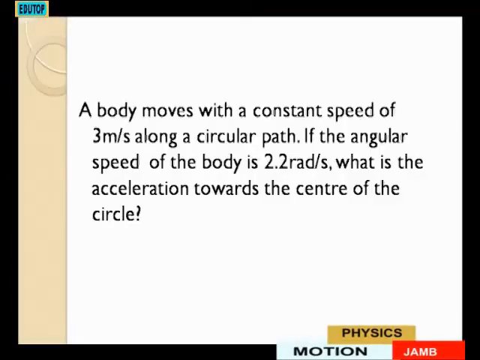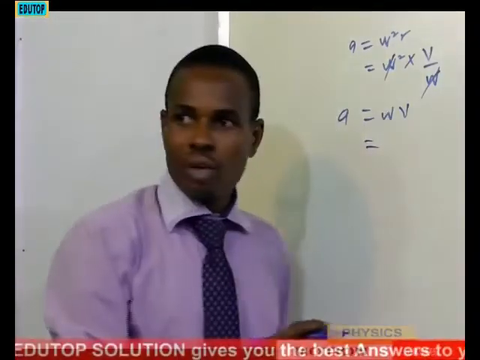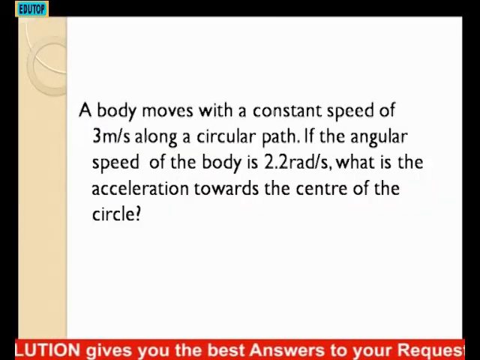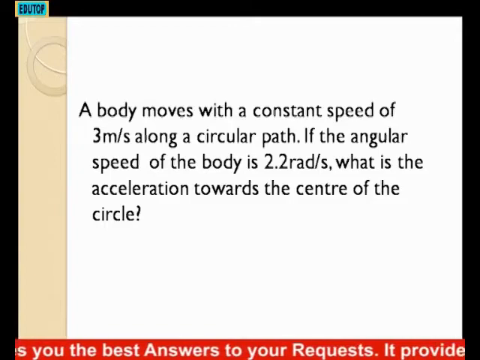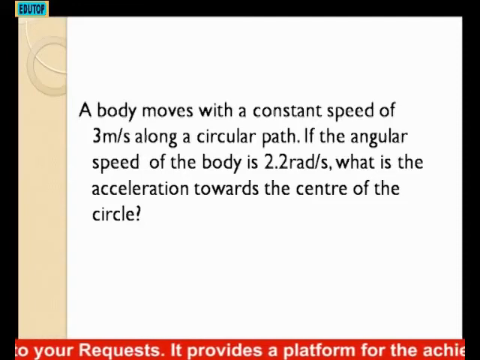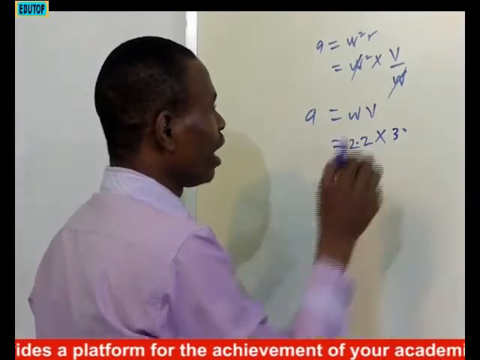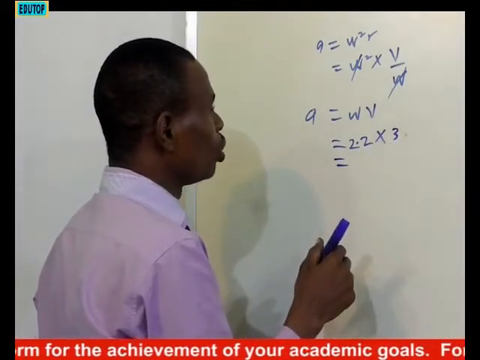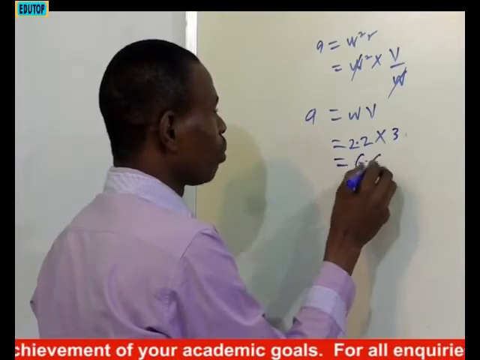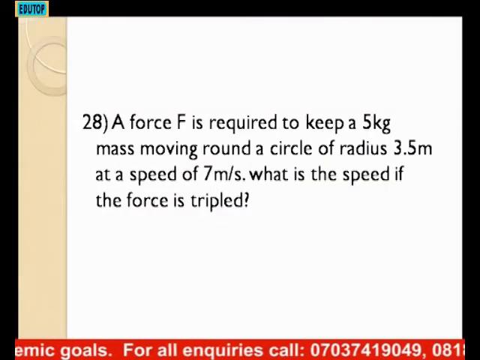So what we want to do now is calculate the acceleration according to the question we are having here. The question says we should calculate the acceleration towards the center of the circle. We have been given the value for the angular speed, which is 2.2. Put it there, 2.2 times the linear speed, which has been given as 3 meters per second, times 3. If you multiply 2.2 times 3, you are going to have 6.6 meters per second squared.